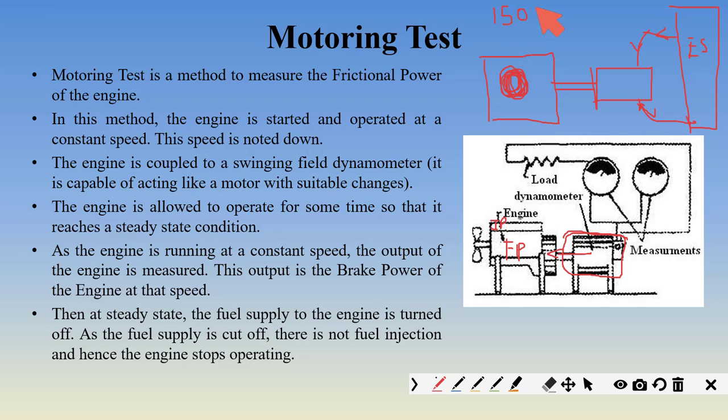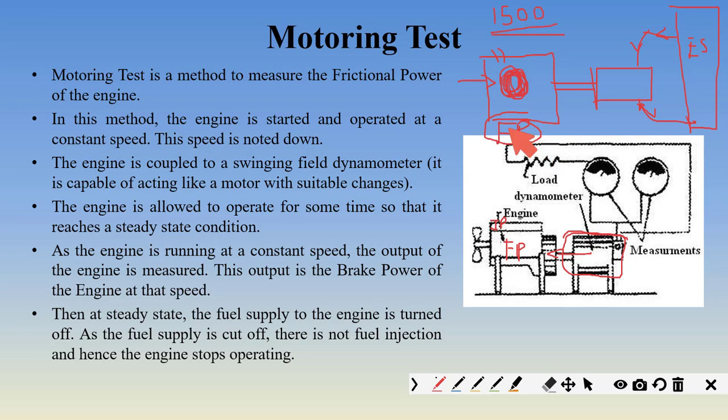RPM. So what is the power which is being developed by this motor? That power is equal to the frictional power of the engine. Why? Because the engine was initially running at 1500 RPM when combustion was taking place. Now combustion has stopped. What is the only thing which is slowly stopping this engine? It is the frictional power of the engine.